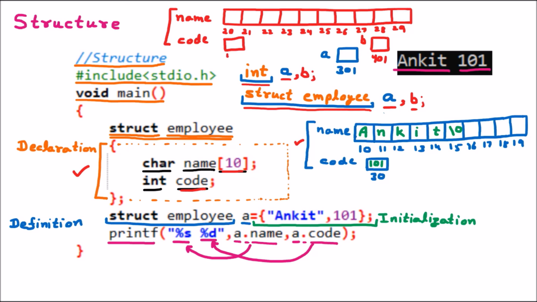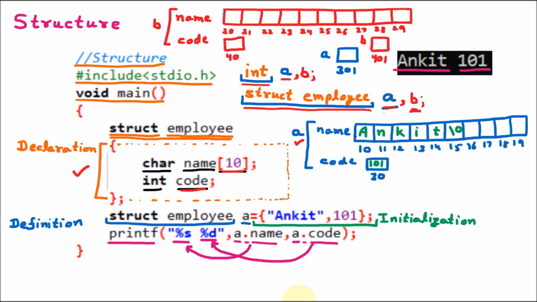Let's say its address is 40. Just like for the variable a, we had the name and code, similarly for the variable b, we have the name and code. That means if you are making multiple objects or variables of a structure, then their memories will be different. So here again we have to initialize. So I am changing the code here.